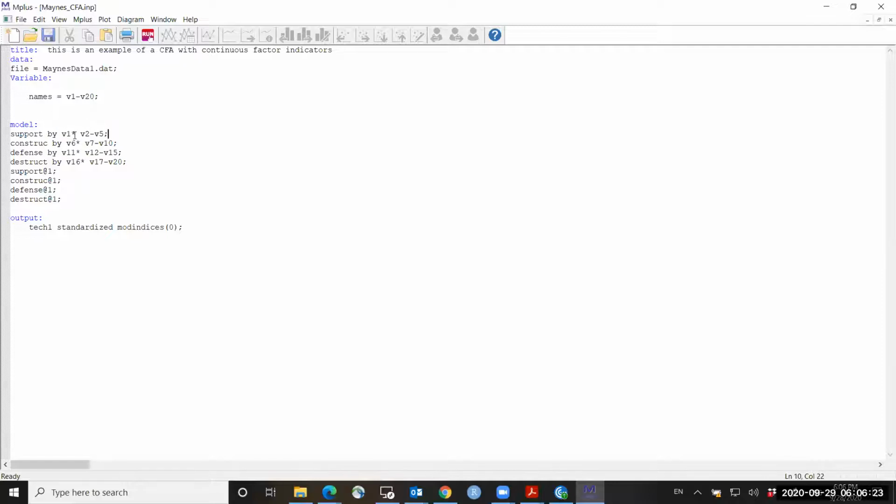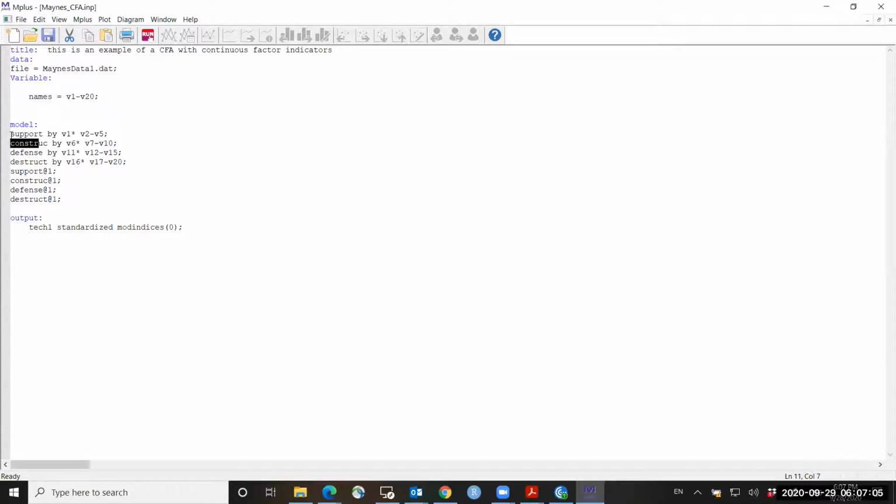Okay, so this star here means that I'm freeing the first factor loading to be freely estimated. If I had deleted this, Mplus would set the factor loading of V1, which is the first indicator, to 1. So this star is completely optional. It was my choice to free the first factor loading. Instead, what I had to do is set the variance of the factor to 1. So support at 1 is setting the variance of the factor at 1, right? And I do that for the other factors: construct, defense, and destruct.